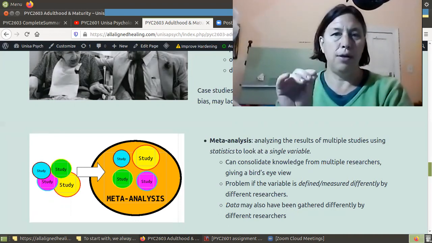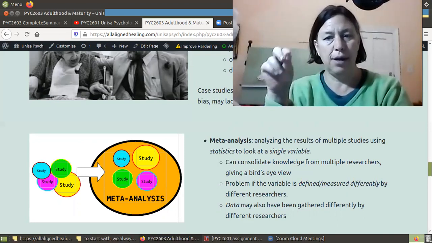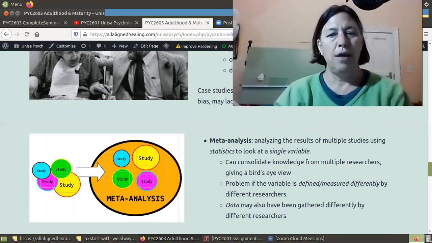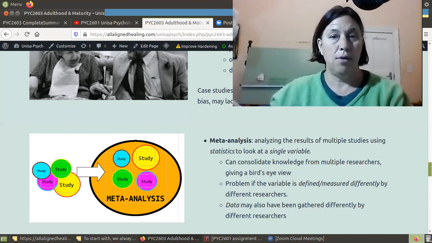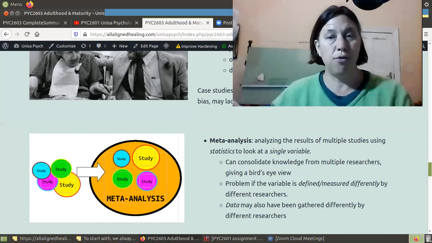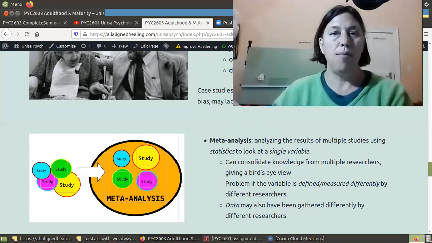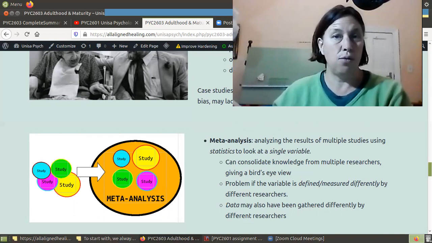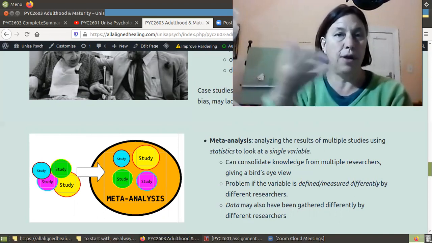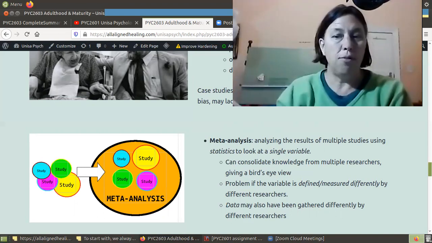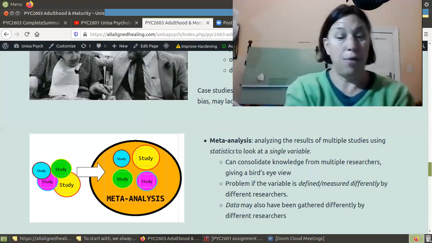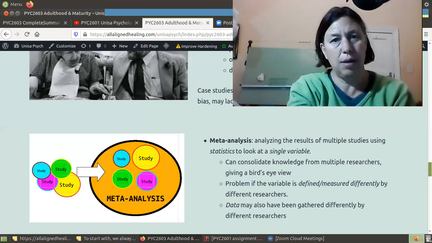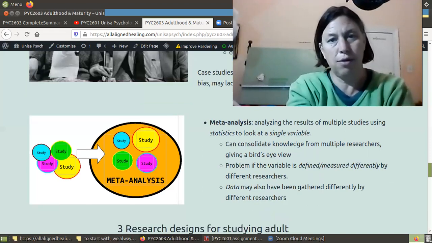So you look at a single variable, ivermectin for COVID-19. There is a problem: the variable is defined or measured differently by different researchers. For example, different researchers giving different dosages to patients with different degrees of severity of COVID may get very different answers to the outcomes in the experiments. Data may also have been gathered differently by different researchers. Maybe they're measuring lung function, maybe they're measuring fevers, maybe they're measuring survival rates.